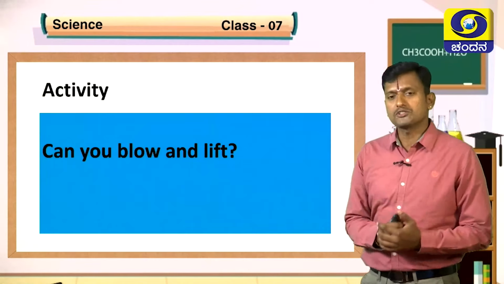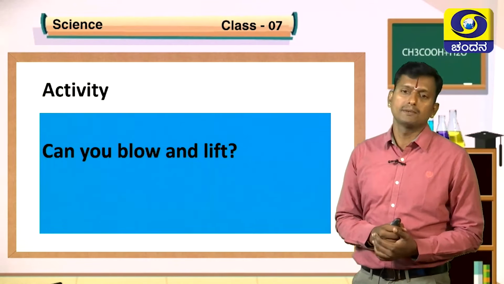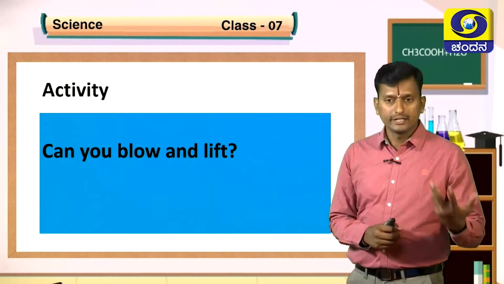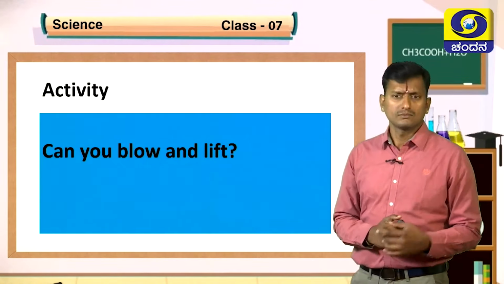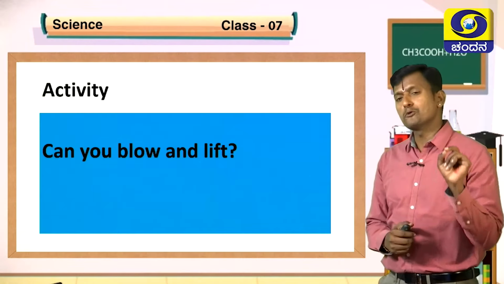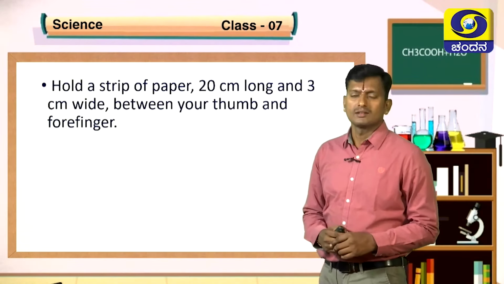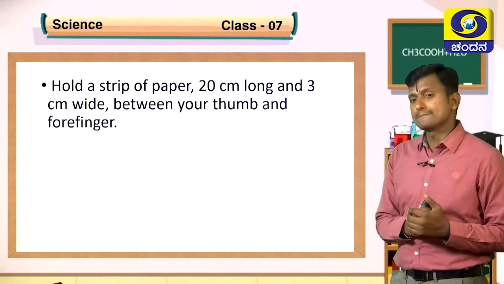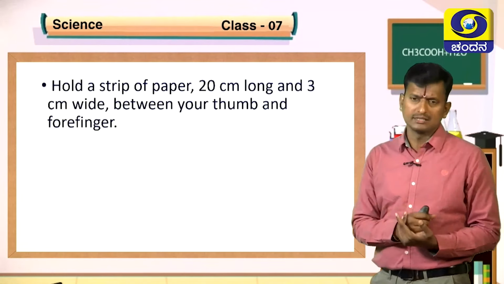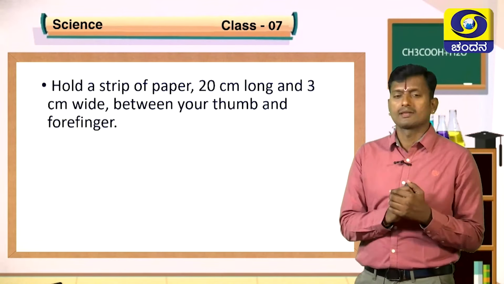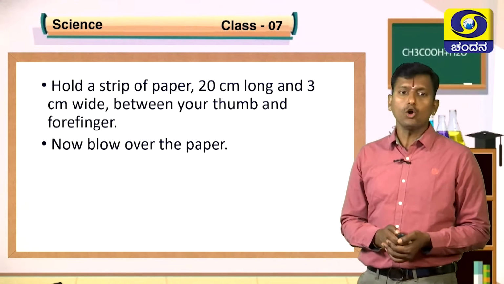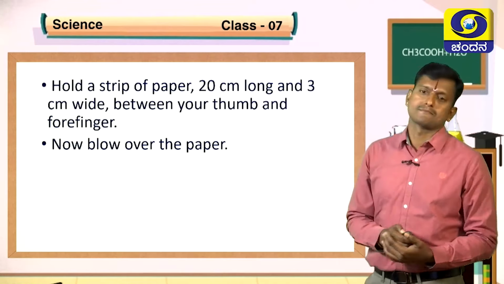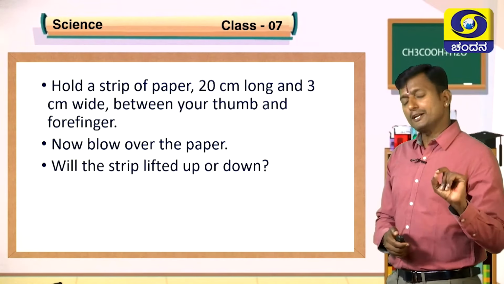It will be easy to understand how the air creates more pressure and less pressure. The activity is, can you blow and lift? Hold a paper strip 20 centimeter long and 3 centimeter wide between your thumb and forefinger. Now blow over the paper. Will the strip lift up or down?